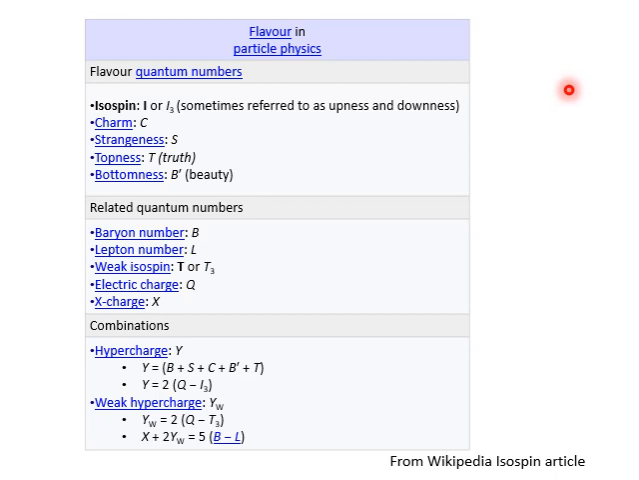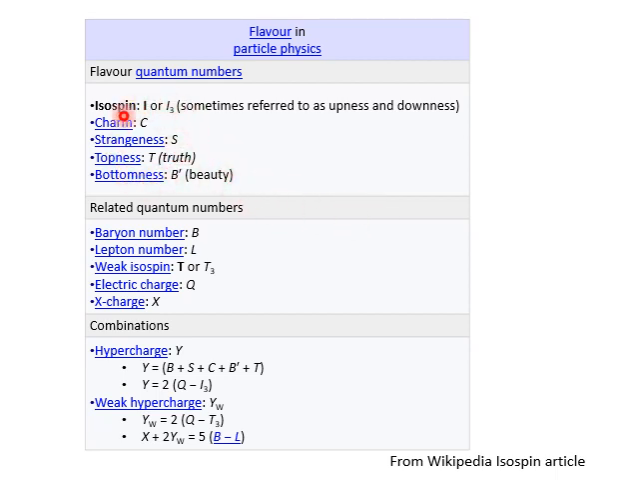What are the descriptors that we use for the flavor of a particle? There is isospin, which is sometimes referred to as upness or downness. So that's 2 different quarks with 2 isospins. Charm, strangeness, topness, and bottomness. Those are the flavors that characterize quarks. Those are the 6 independent quarks, 6 fundamental quarks.